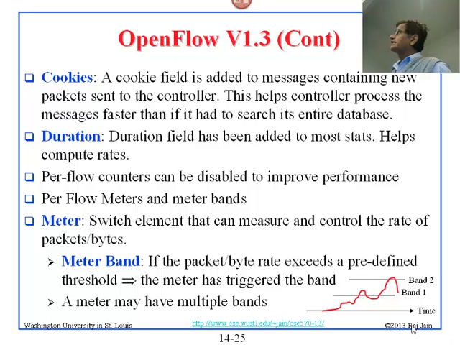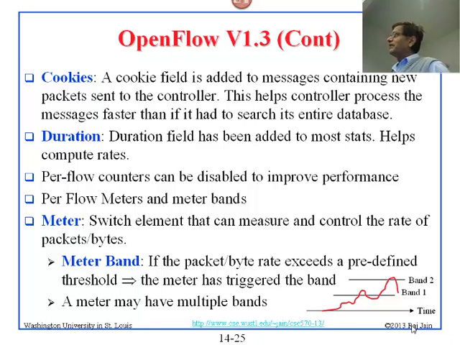Per flow counters can be disabled to improve performance. Previously the counters were per flow, and you had hundreds of thousands of flows, and you had hundreds of thousands of counters, and people were busy counting rather than doing the work. So they said, okay, let's forget counting that much. You don't have to have per flow. We could just do with per port, or per switch in some cases. So basically per flow counters can be disabled.